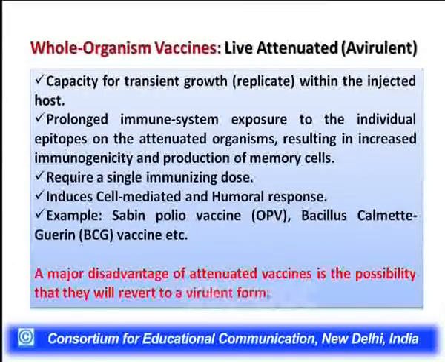Now if you see the first one, the live attenuated avirulent form, there is a capacity for transient growth or replication within the injected host. So prolonged immune system exposure to the individual epitopes on the attenuated organism results in increased immunity and production of memory cells. It requires only a single immunization dose, while it induces both cell-mediated and humoral responses. Examples of live attenuated avirulent forms are the Sabin polio vaccine and BCG vaccine. One of the major disadvantages of these attenuated vaccines is the possibility that they will revert back to a virulent form, which occurs in many cases.